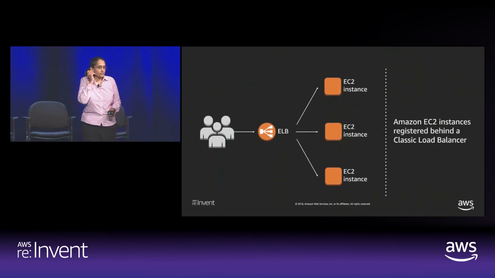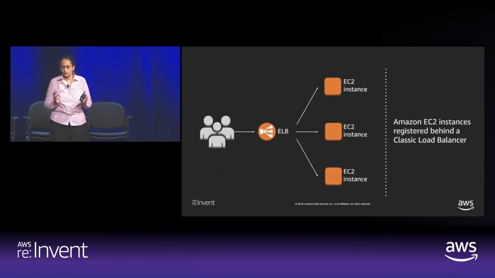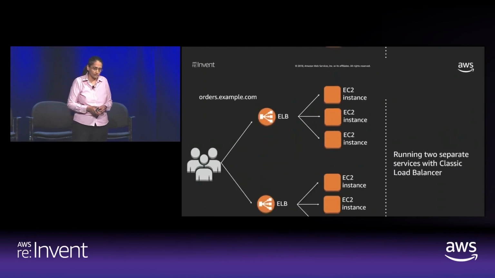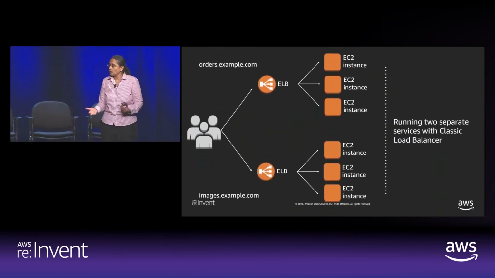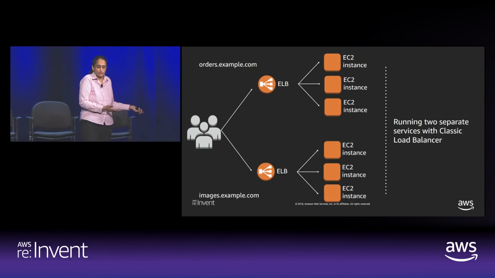If you look at how it was done with a classic load balancer, you had an application, you instantiate a load balancer, you host the application behind the load balancer. If you had one more application, you had to launch yet another load balancer and use DNS to route it to one of these load balancers. In this example, if you had orders and images, two different applications, you had to instantiate two different load balancers and route them through DNS.